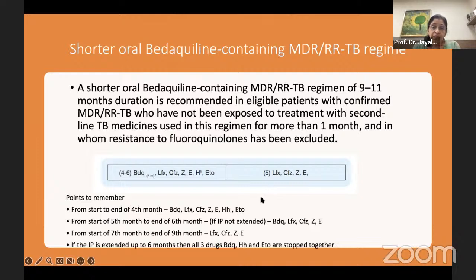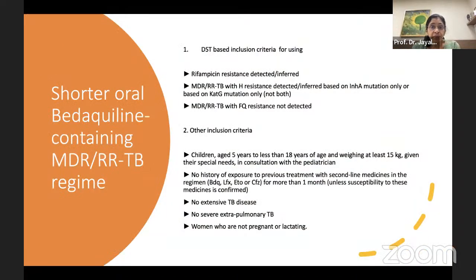So, as you can see, with the advent of the newer regimens, the treatment of MDR TB and rifampicin resistant TB has undergone a sea change. And these drugs are available in the National Tuberculosis Elimination Program. And these drugs are very safe. Bedaquiline especially has proved to be a very safe and very effective medication.